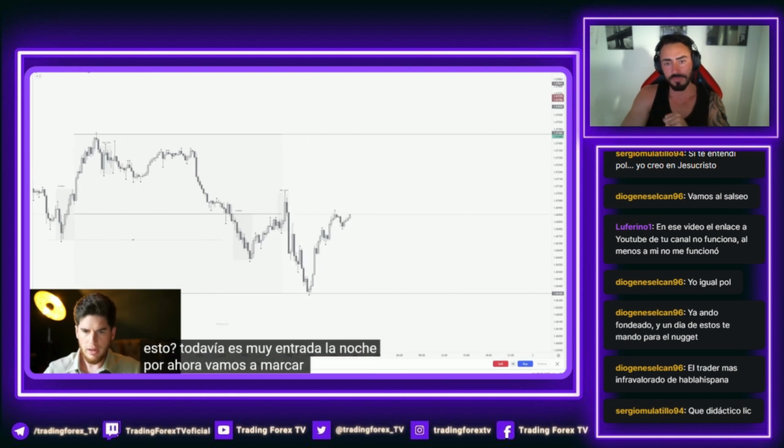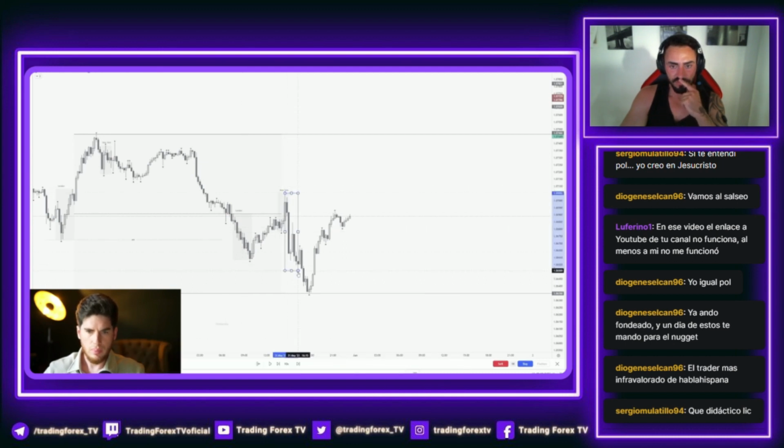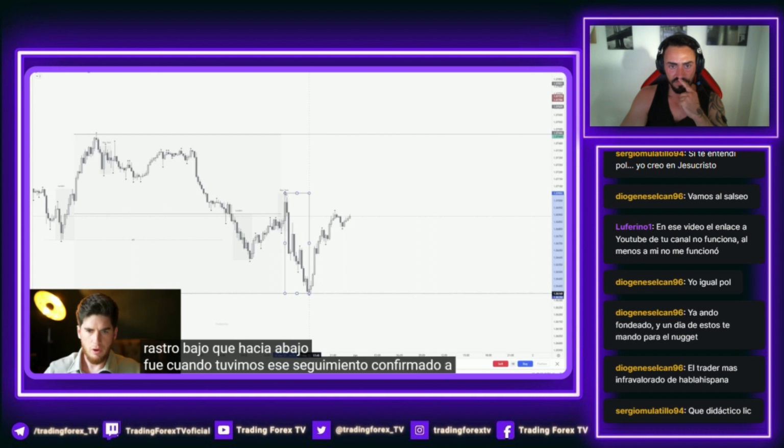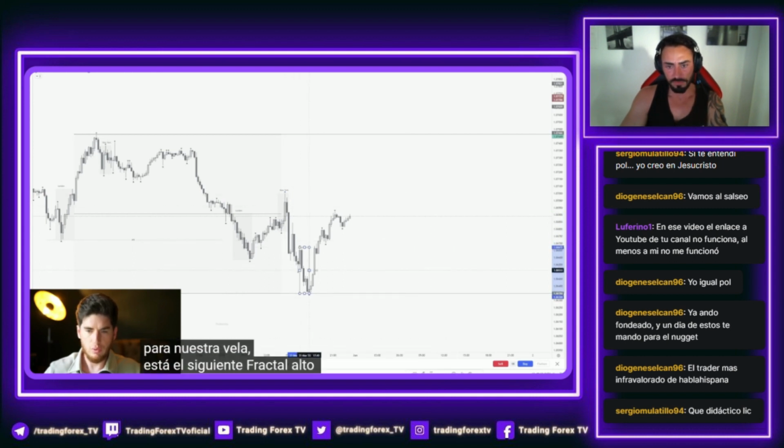For now, we're going to mark on our 15-minute range, our external range. So we can see from New York, which was the highest point of the previous day, was here, then it broke the low, trail that down. That's when we had that confirmed follow through, that second bearish 4-hour candle. There's the next fractal high. We can see then overnight and heading into Asia, that high gets taken. So we move to the highest point and then trail back to the most recent fractal low on the 15 minutes. This is our 15-minute range.